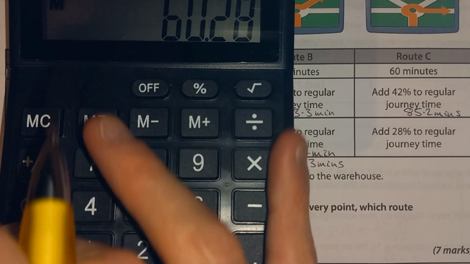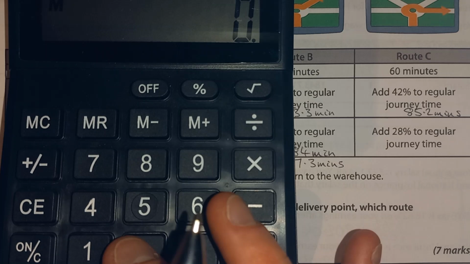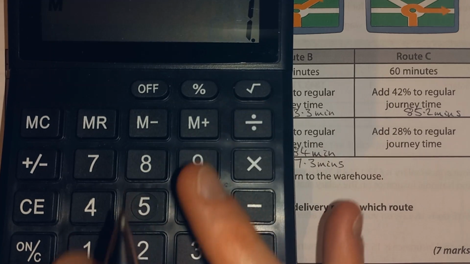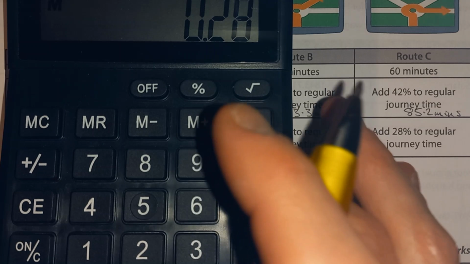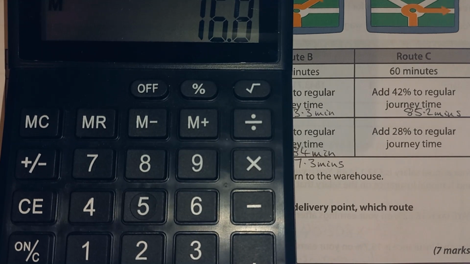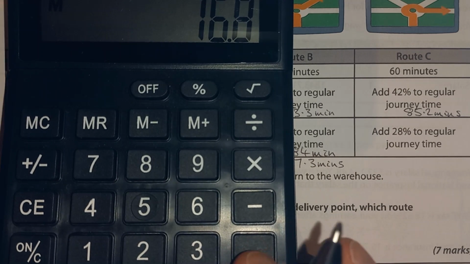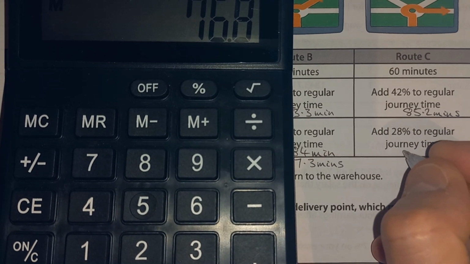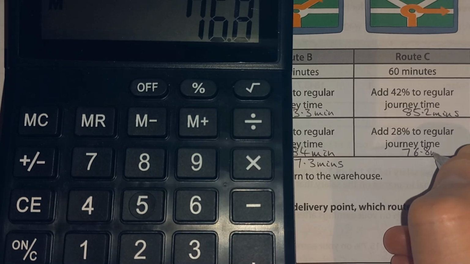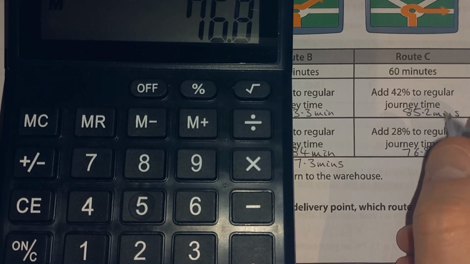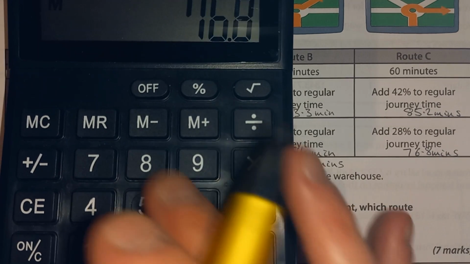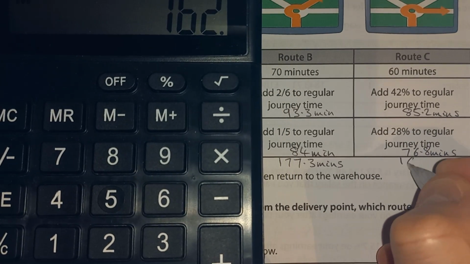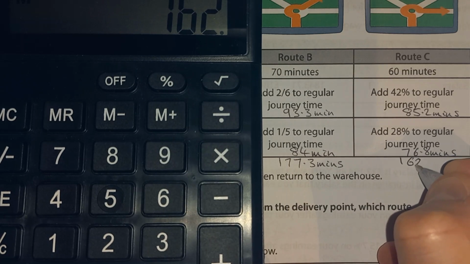Oh, what did I do? I did something wrong. 28 divided by 100 was 0.28. We multiply that by the 60, so it's an extra 16.8 minutes. Add that on to the 60, so we get 76.8 minutes. Add these together, so 76.8 plus 85.2, and we get a total time of 162 minutes.